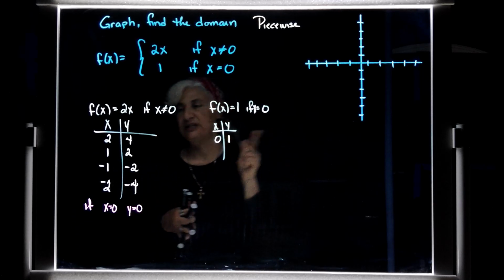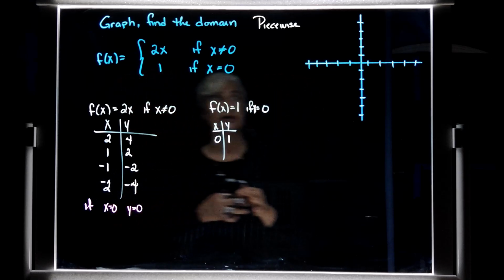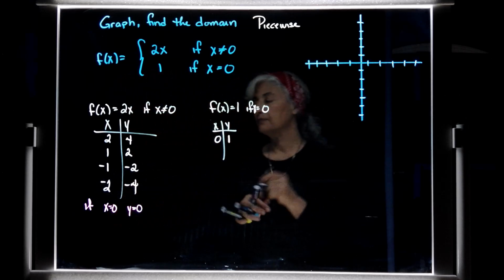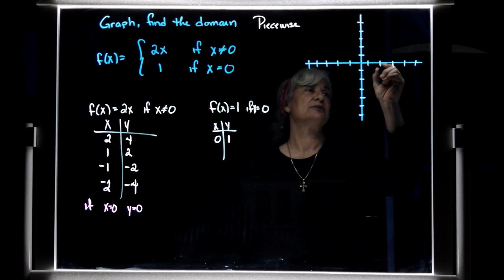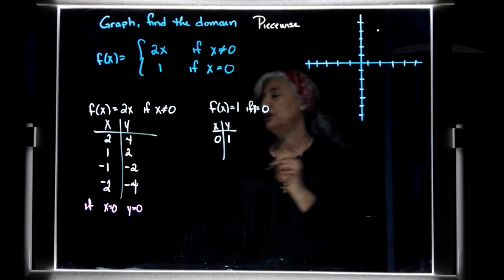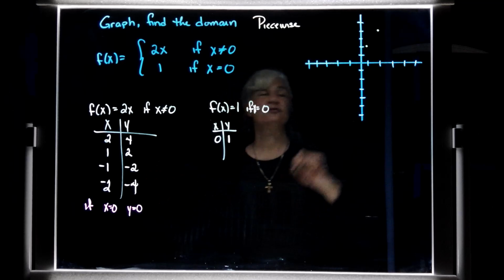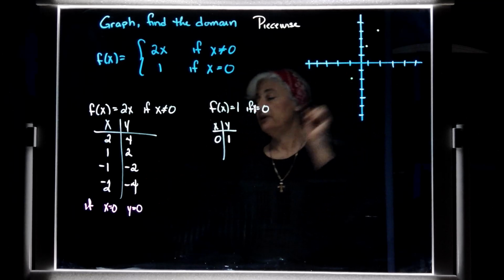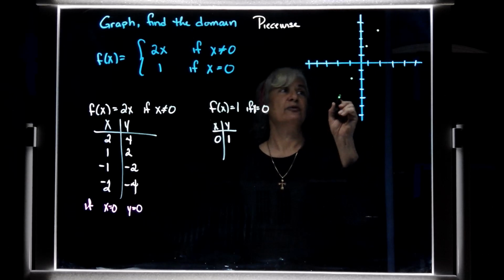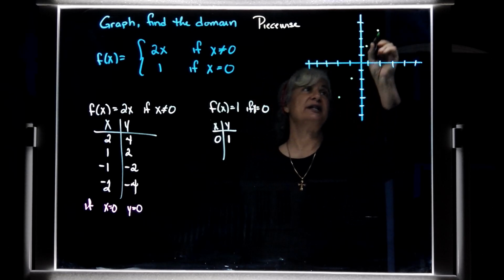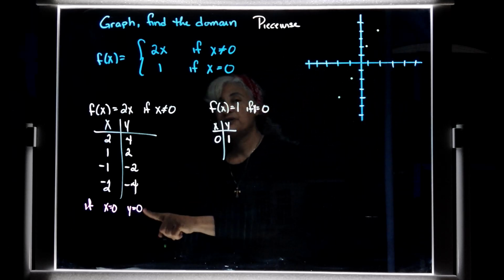All right, so let's take a look at our graph over here. Let's start plotting our points and see what's going on. We have the point 2, 4, so 2 and 4. We have the point 1 and 2. We have the point -1, -2, and we have the point -2 and -4. Now, here's what I want you to notice. If you connect these dots, do you notice it's going to pass through the 0, 0?